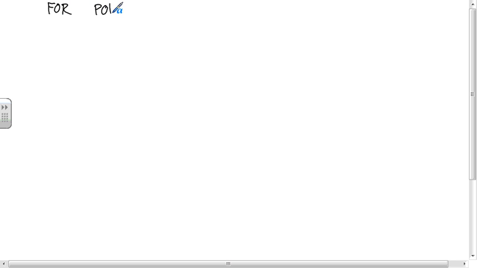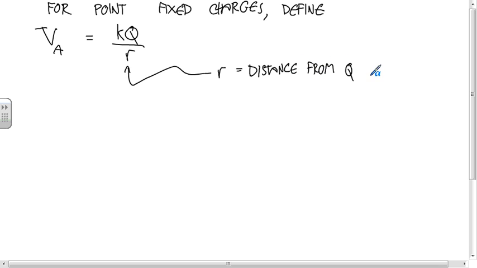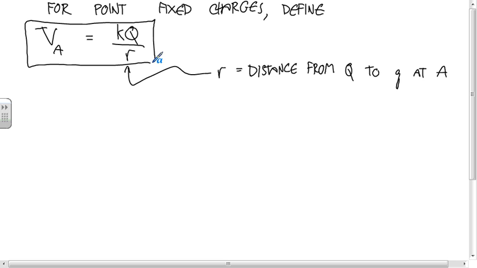For point fixed charges, you can define an electric potential, let's say at a point A, that's equal to the constant K times the fixed charge divided by R, where R is the distance from the fixed charge to the test charge at A. So this is electric potential.